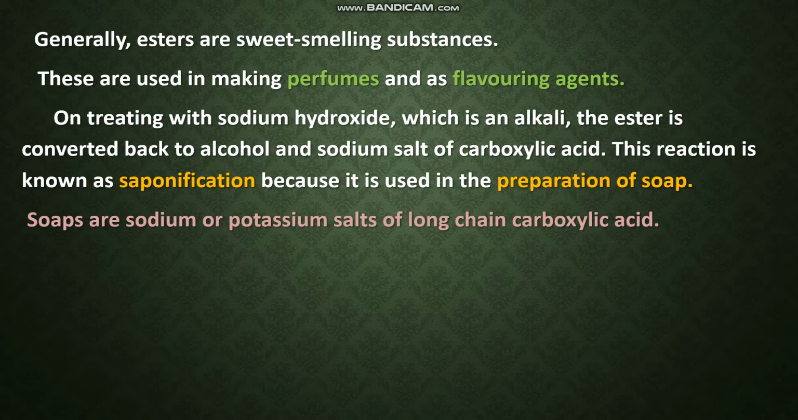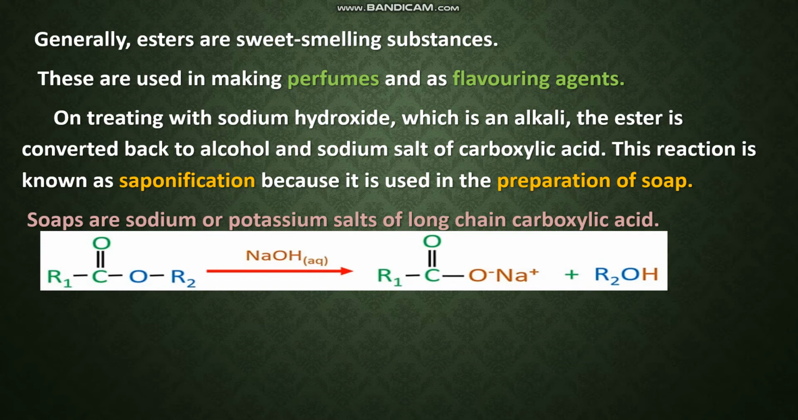So what is saponification reaction? An ester when reacts with an alkali like sodium hydroxide or potassium hydroxide, we are getting sodium or potassium salt of the carboxylic acid and the alcohol. This reaction is called saponification reaction. Why is it called saponification reaction? Because it is used in the manufacture of soap, because soap is sodium or potassium salt of long chain carboxylic acid.